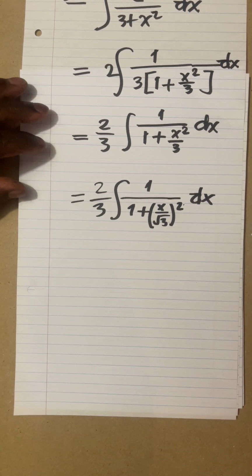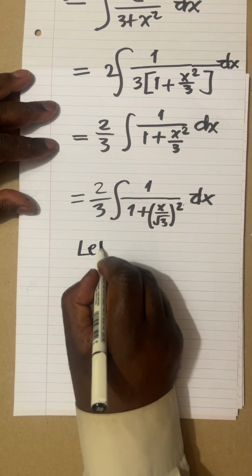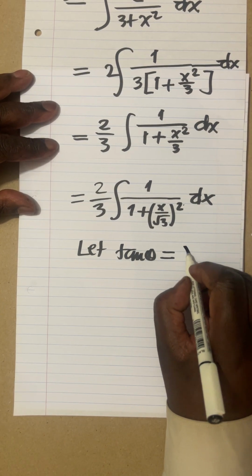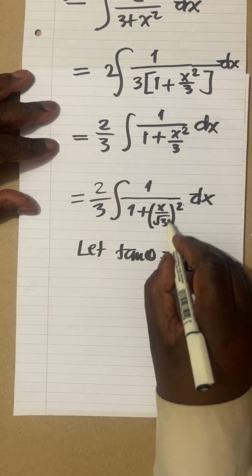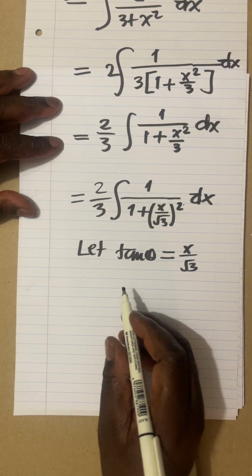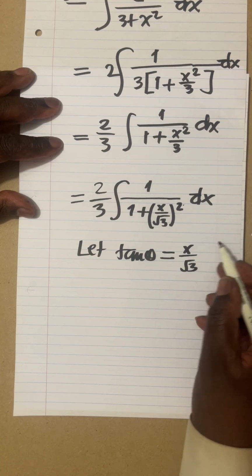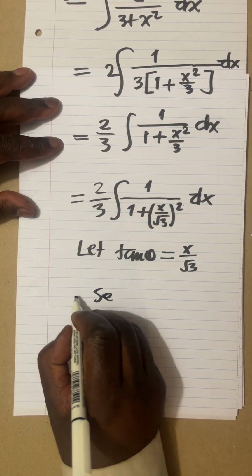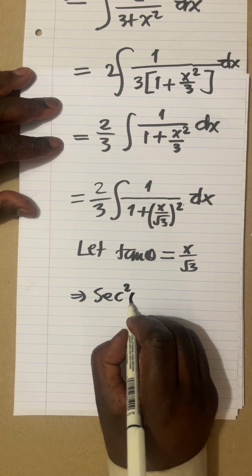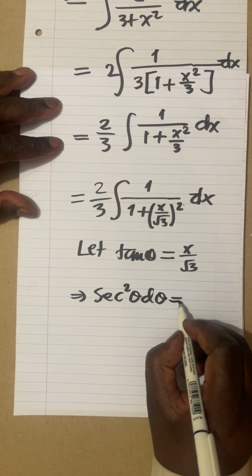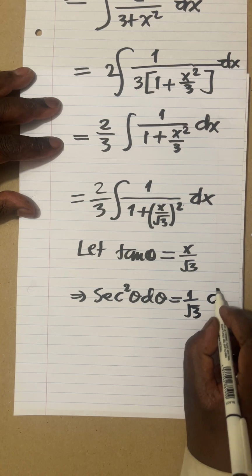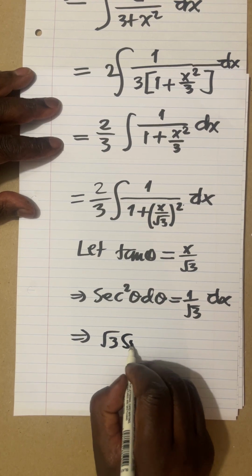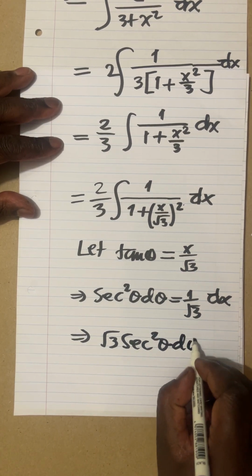Now I have reached the point of tan substitution. Now I'm going to say let tan theta be equal to x over root 3. That one there must be tan theta. And differentiating both sides, remember this is a constant, and there I'm just going to have this constant 1 over root 3 times dx. On the left, I'm going to have sec squared theta d theta is equal to 1 over root 3 dx. Multiplied by root 3 both sides, this is going to be root 3 sec squared theta d theta equals dx.